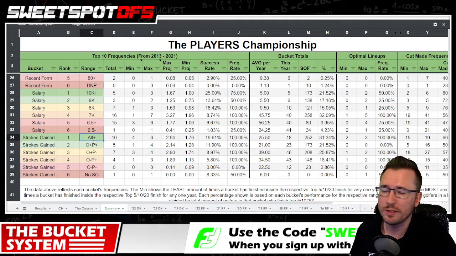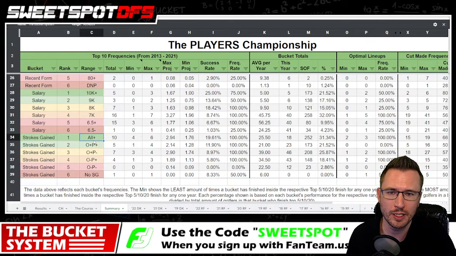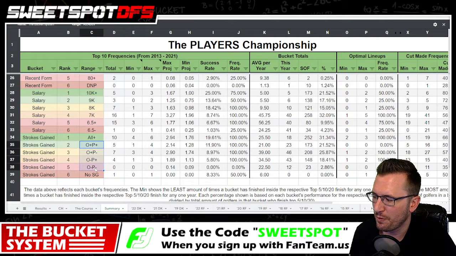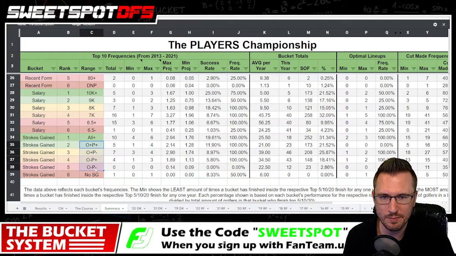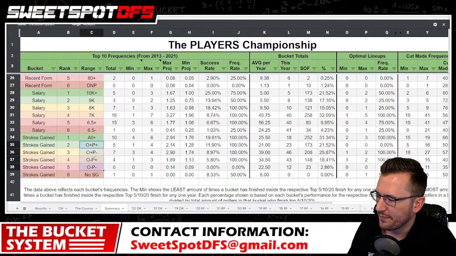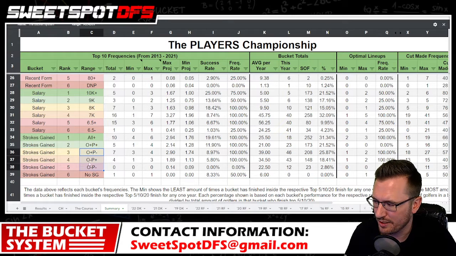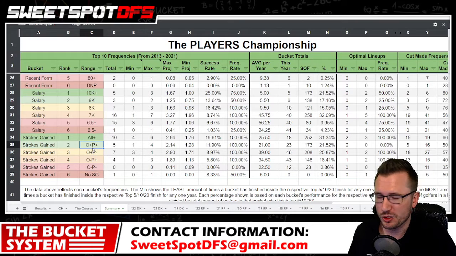So for strokes gained 1, all stats are positive. That is off the tee, approach, around the green, and putting. For the next 4 buckets, whatever stat in between, like approach and around the green, either needs to be negative, at least for strokes gained 2, one of them needs to be negative. For strokes gained 3, 4, and 5, it's not a big deal. It could be any stat because those are more driven by off the tee and putting. But strokes gained 2: positive off the tee, positive putting.